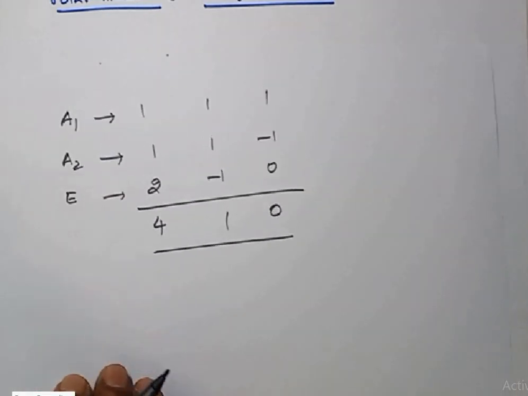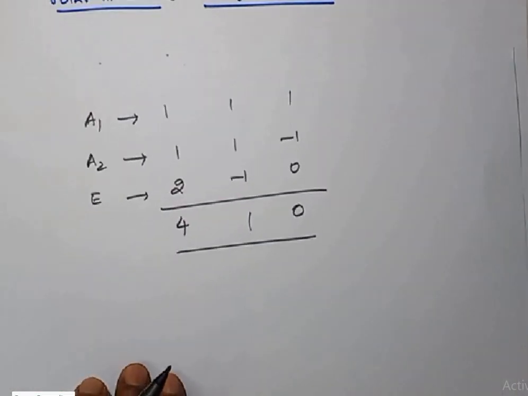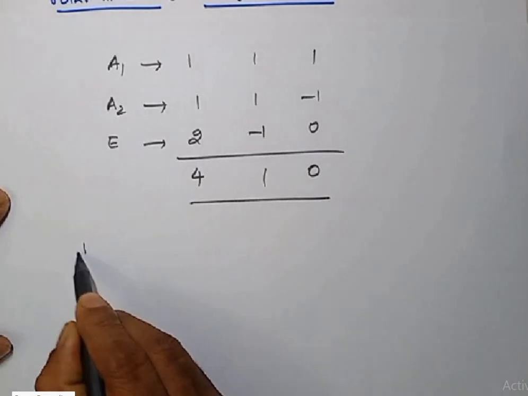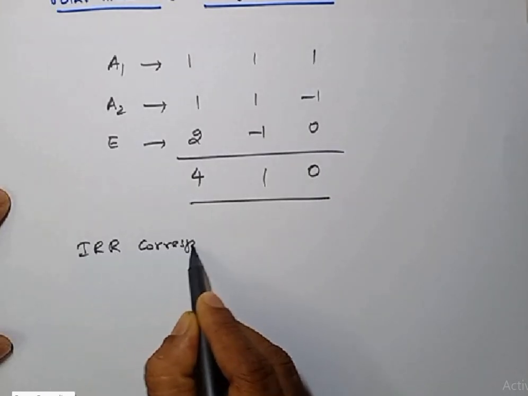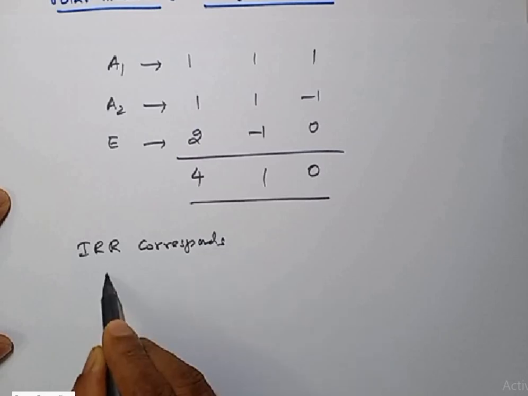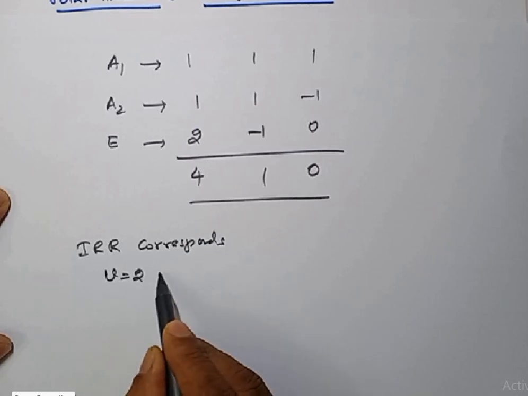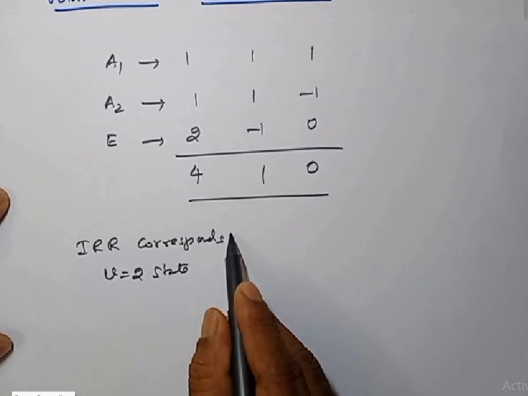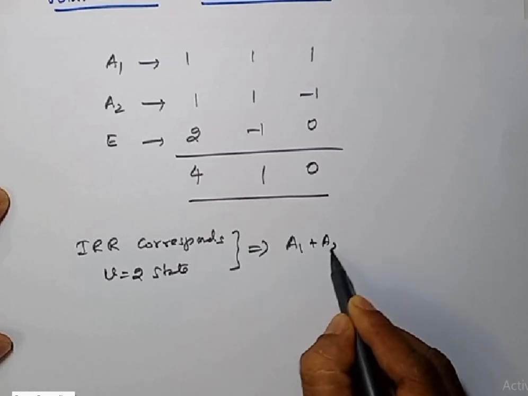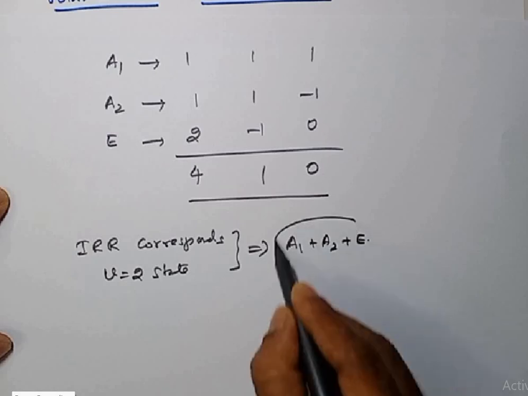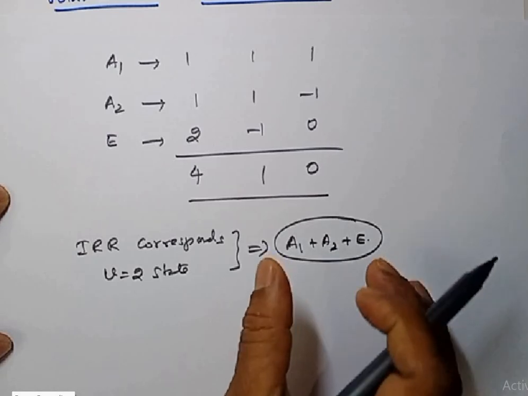Therefore, the second excited state, the irreducible representation corresponding to the V equal to 2 state, is equal to A1 plus A2 plus E. It is the sum of all the three. Take note.